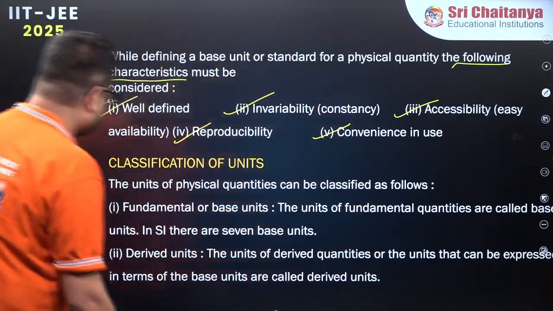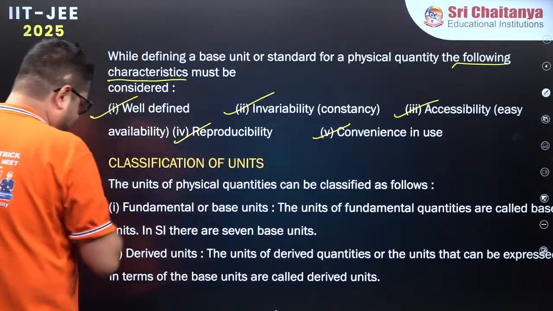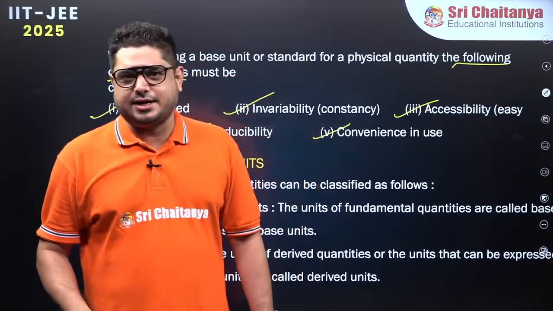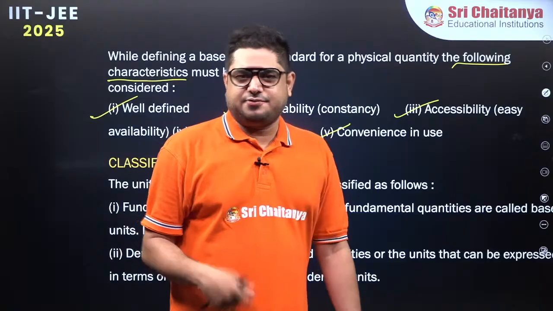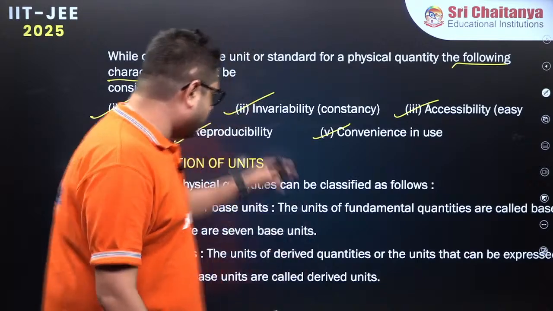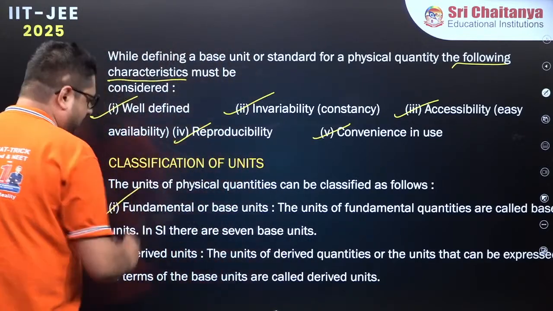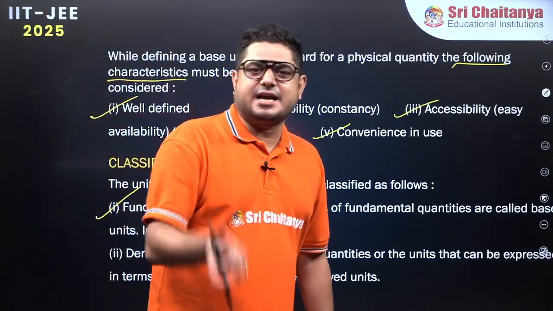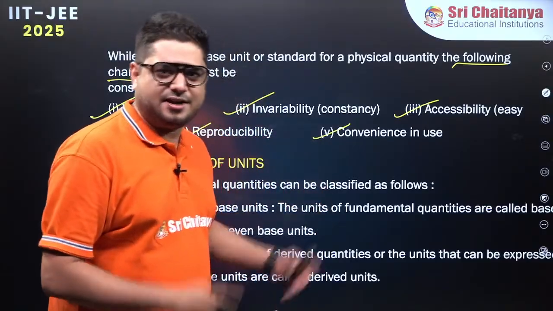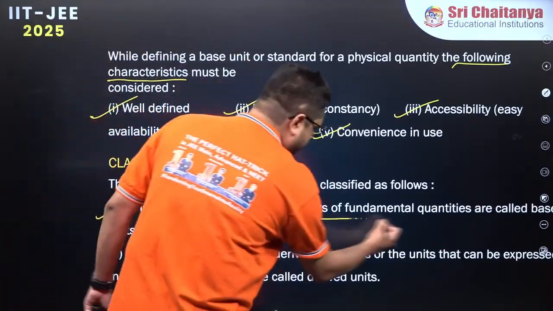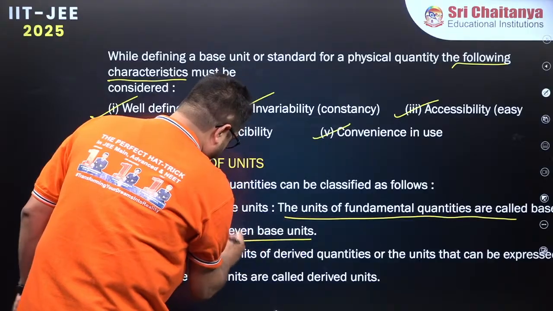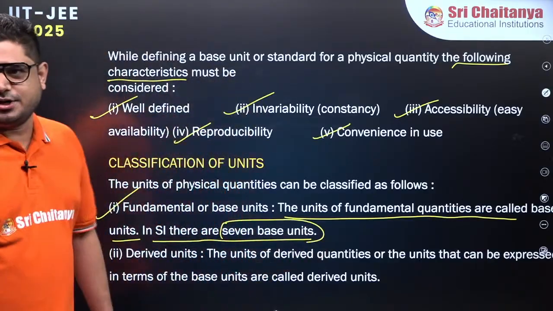Now we can classify the units accordingly. We have already discussed that on the basis of dependency, we can classify physical quantities into 2 aspects: fundamental and derived. Now, how are we going to classify the units? Fundamental or base units are the units which are associated with the fundamental physical quantities, which I've already discussed in the previous slide, if you can recall. The units of fundamental quantities are called base units. In SI, there are 7 base units, which we have already discussed.